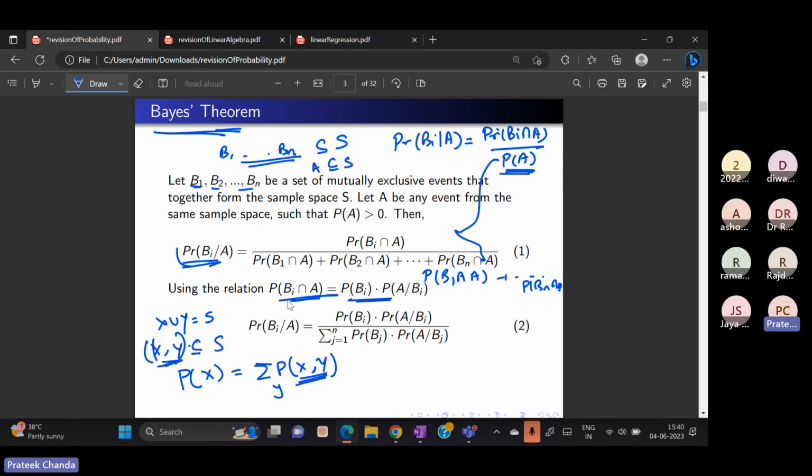We can write as follows. And we can again expand for each of them in the denominator like this, similar to the above notion. And we finally get a formula for the Bayes theorem, a general Bayes theorem for n events.